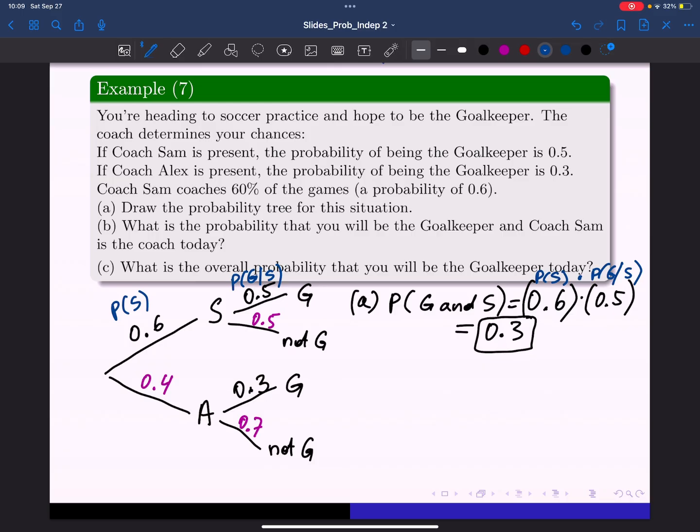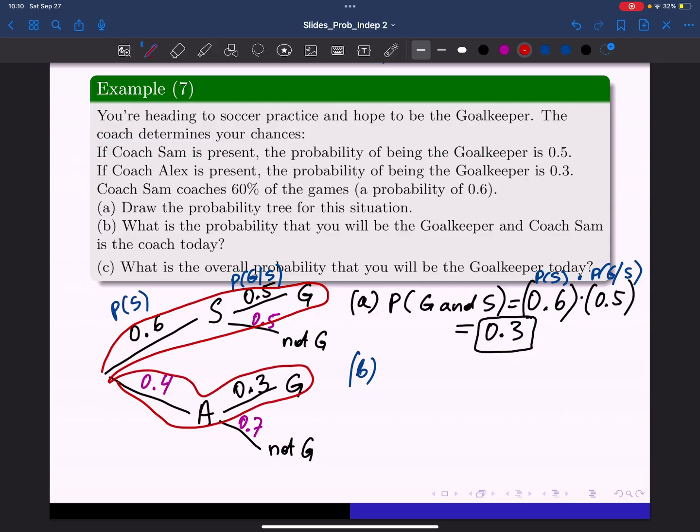Let's do part B. For part B, what is the overall probability you will be goalkeeper? Goalkeeper is right here or here. So we have two choices. We can have coach Sam and goalkeeper, or we can have coach Alex and goalkeeper. Because it is either one, we would add them. So we can have this branch, or we can have this branch to be a goalkeeper, right?